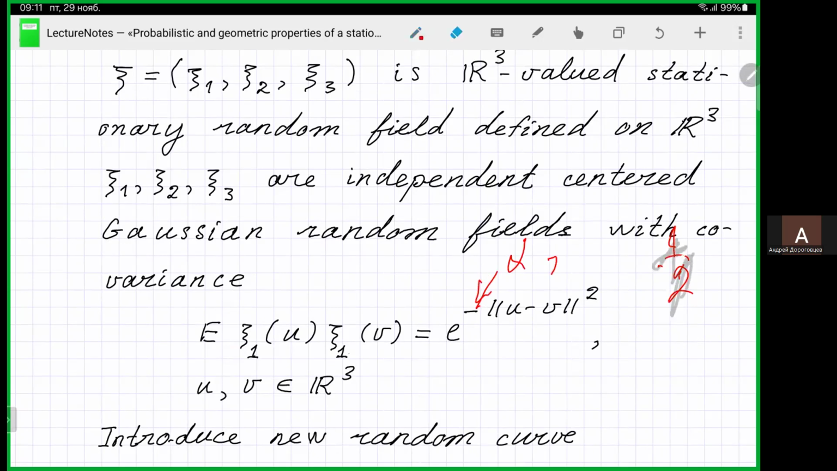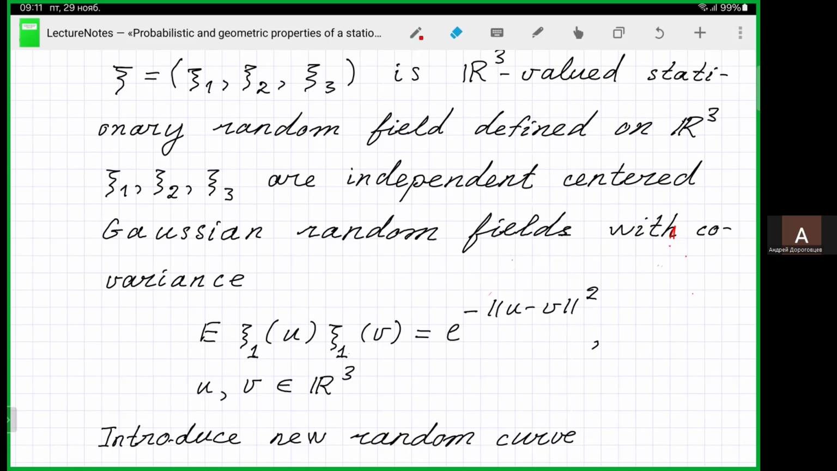So we just have such covariance for the coordinates of the random field. We suppose that they are Gaussian and centered. Due to this, one can conclude using the Kolmogorov condition that our random field has smooth realizations. Its realizations are infinitely many times differentiable on R3.